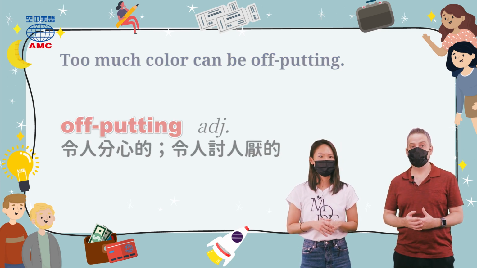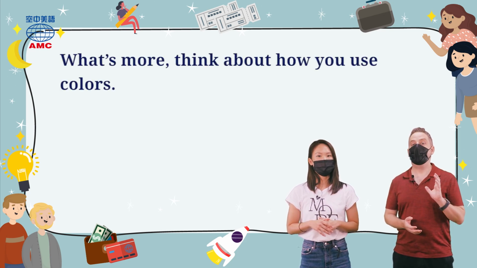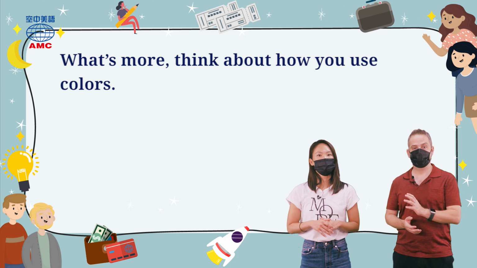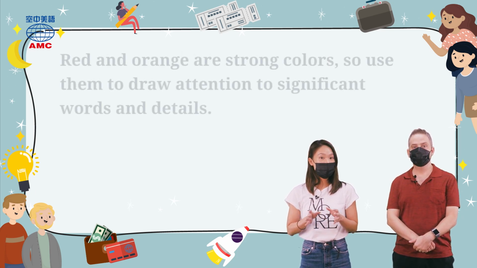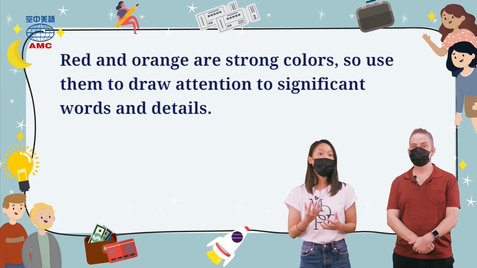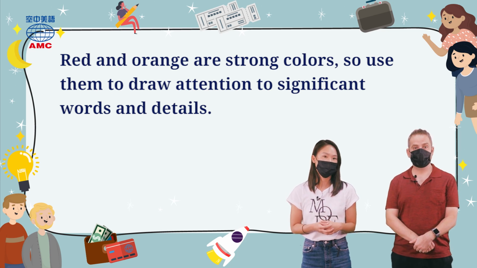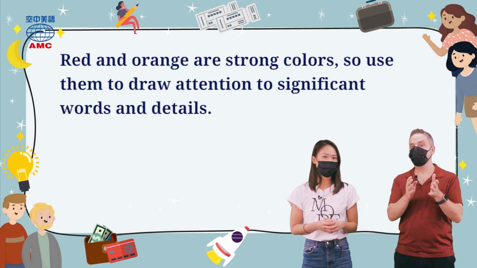Don't use too many. The article then adds, what's more, think about how you use colors. 所以颜色的使用也是一大学问。And then the article tells us, red and orange are strong colors, so use them to draw attention to significant words and details. Exactly. If you see something written in red, people will pay more attention to it.